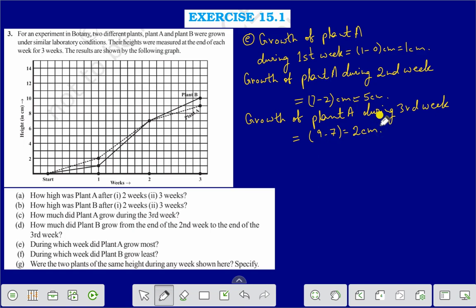The question is, during which week did plant A grow most? Therefore, we are finding that during second week, right? Therefore we can say that plant A grew the most in the second week.